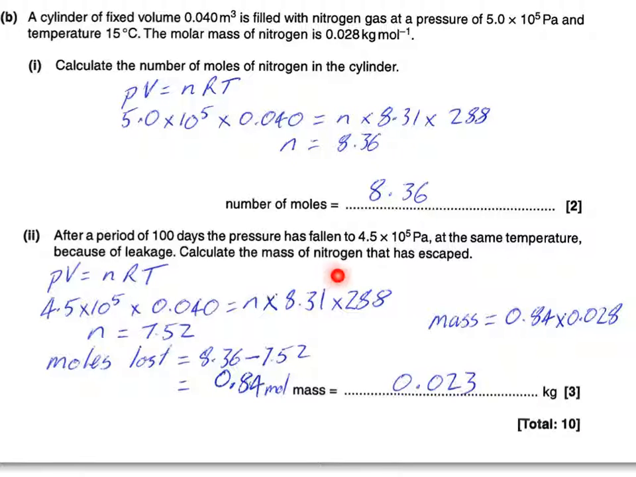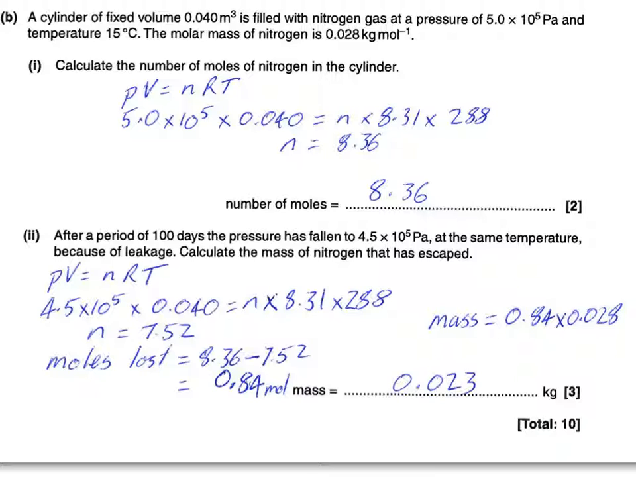Now, it was about the amount that's escaped, so I'm not interested in the mass I've now got. I'm not interested in the mass I did have. I want to know the mass that I've lost. You could work out the mass of that number of moles and the mass of that number of moles and subtract them. Perhaps makes most sense to work out how many moles we've lost by simply subtracting, taking the answer to part 1 and subtracting this 7.52. That's the number of moles we've lost. Then all we've got to do is a straightforward mass is number of moles multiplied by the molar mass, and that gets us to the 0.023 kilograms.